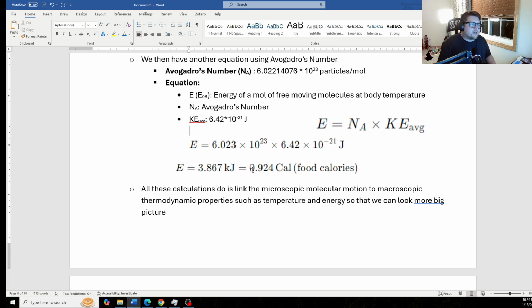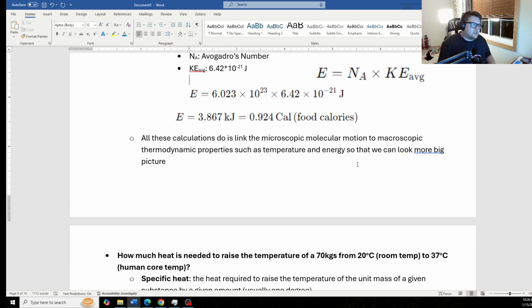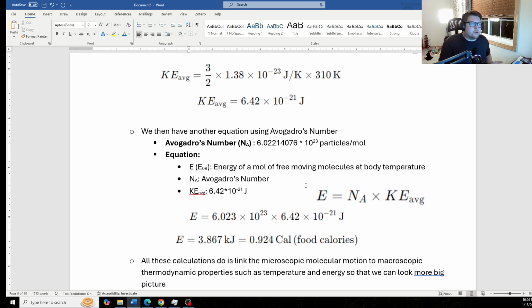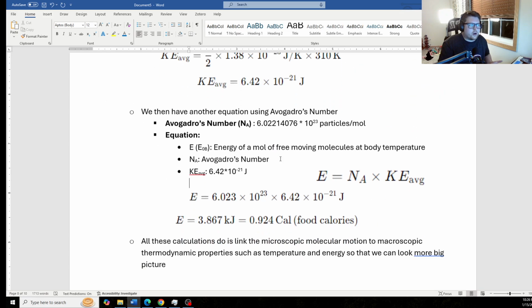So we find out that 0.924 calories is the amount of energy in 1 mole of all of this stuff. So this is all just set up. We get these numbers. You don't do any equations or anything with all of this.